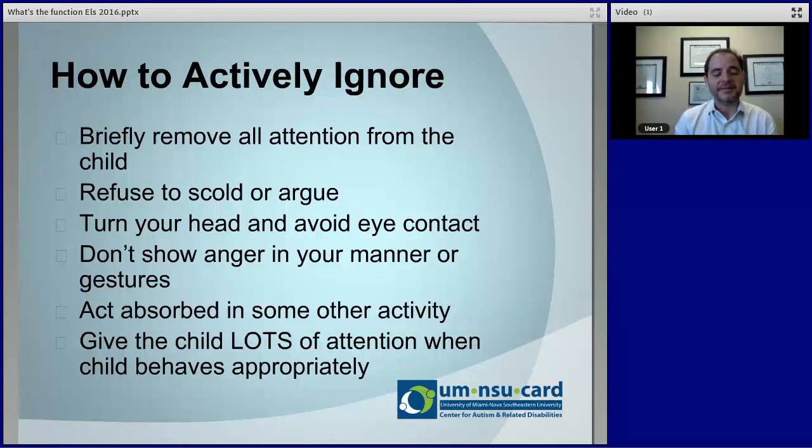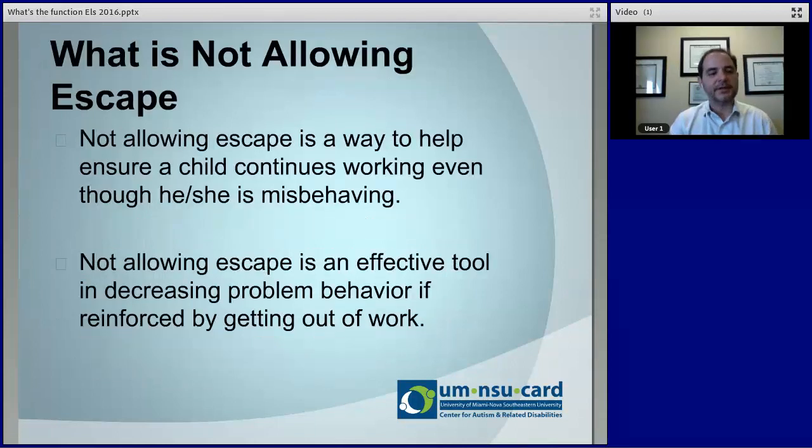And then give the child lots of attention when he or she behaves appropriately. That's really the trick here. Remember that steal from the rich, give to the poor, Robin Hood thing? This is it right here. You don't give attention for problem behavior, you give attention for the appropriate behavior. Over time, this will take time. This will not stop behavior from occurring. This will not tomorrow magically make it such that we never have problem behavior again. Over time, this will decrease the occurrence of problem behavior.